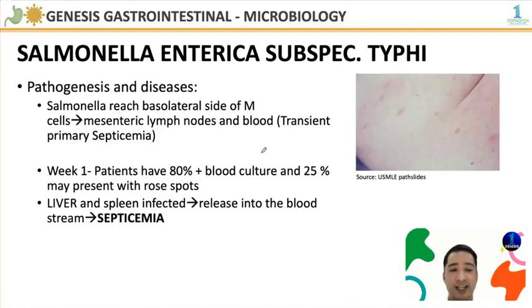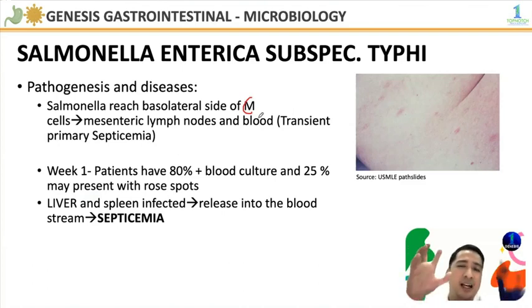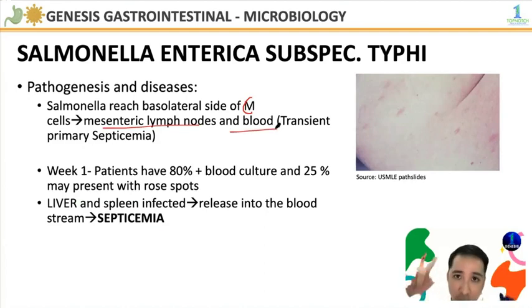So just like Shigella, the Salmonella will reach the basolateral membrane of the M cells. Then it will inject into the lymphoid pocket, and it will use the macrophages as a vehicle to travel to other enterocytes. It will travel along the mesenteric lymph nodes, and after 1 week, your Salmonella can be found in the blood and can cause septicemia.